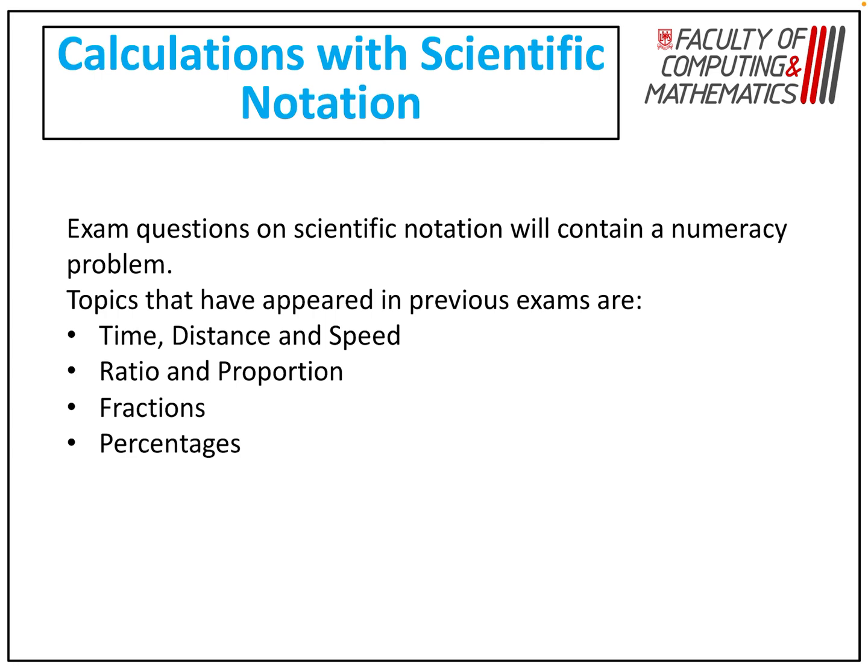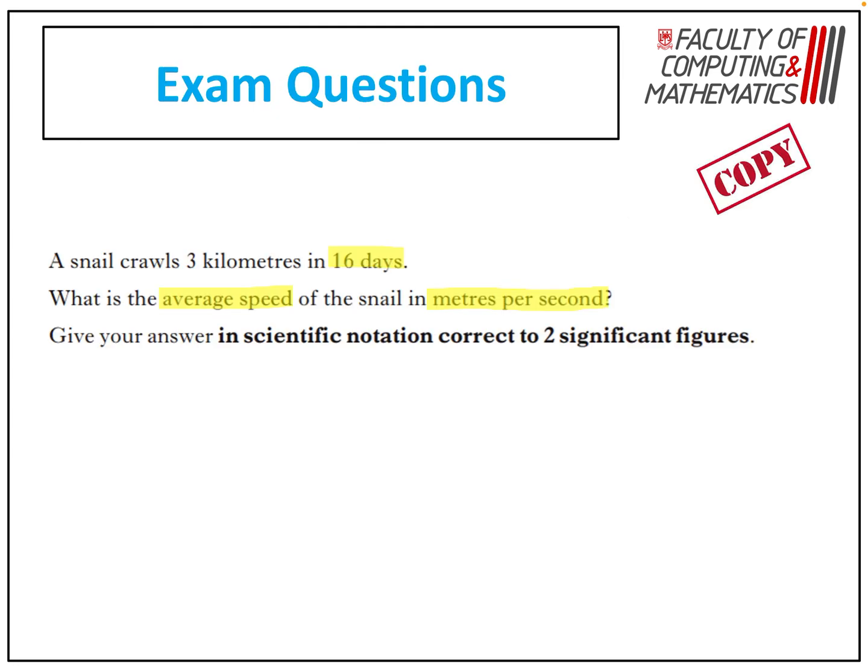Okay, so a few exam questions for you to have a wee look at. A snail crawls 3 kilometres in 16 days. What is the average speed of the snail in metres per second? Give your answer in scientific notation, correct to 2 significant figures.